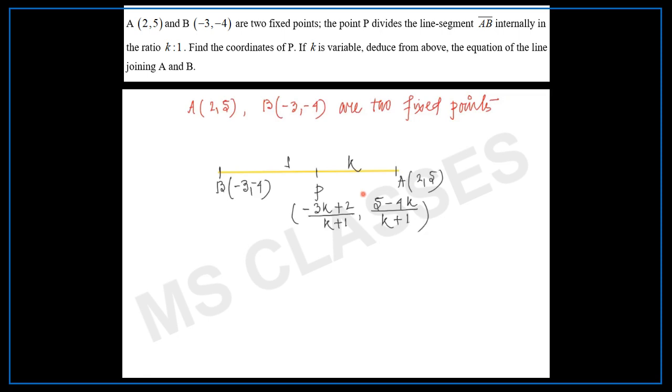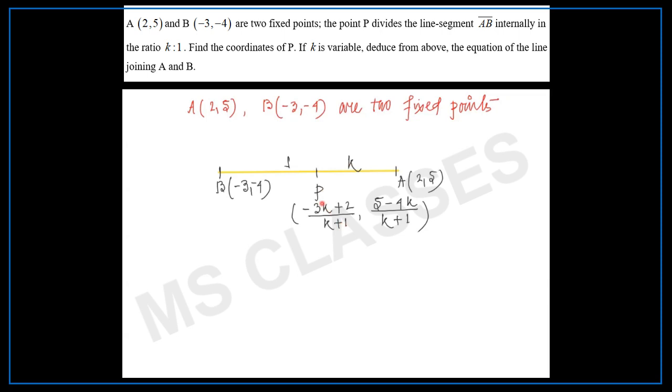Now what is our intention? Our intention is to find the locus of the point P, because they told us to find the equation of the line joining A and B. Since the point P is an arbitrary point on AB, if we can find the locus of the point P, then that is the equation of AB. We cannot find AB using the two-point form, because they told us "hence find". So at first we got the point P by using the section formula, and then we have to find the locus of the point P.